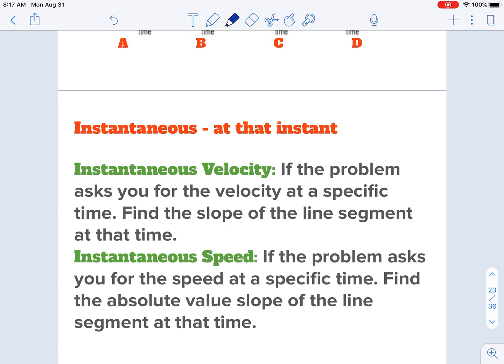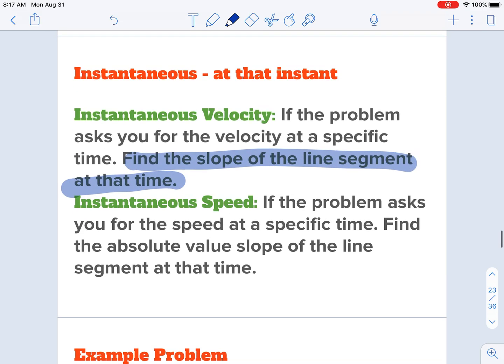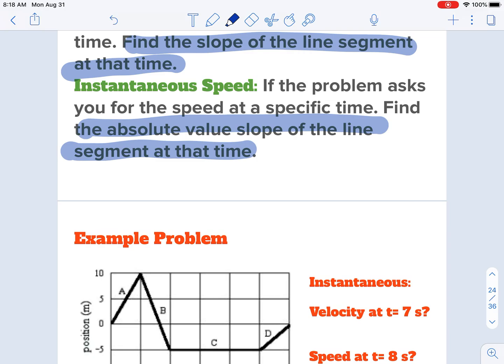For instantaneous velocity, all we're going to do is find the slope of the line segment for whatever particular time we're trying to find the instantaneous velocity. If we're trying to find the instantaneous speed, we're going to find the absolute value of the slope for that line segment, because if you remember, speed is a scalar and can only be a positive number because direction doesn't matter for a scalar.